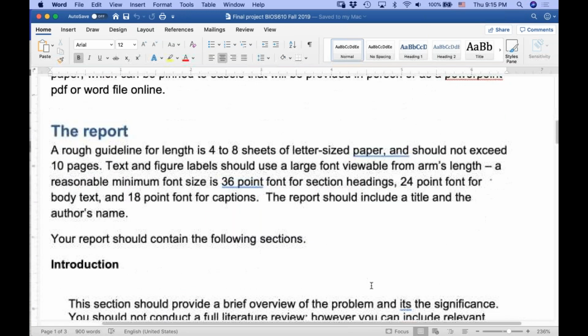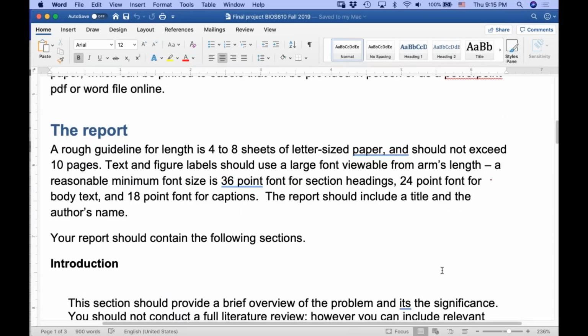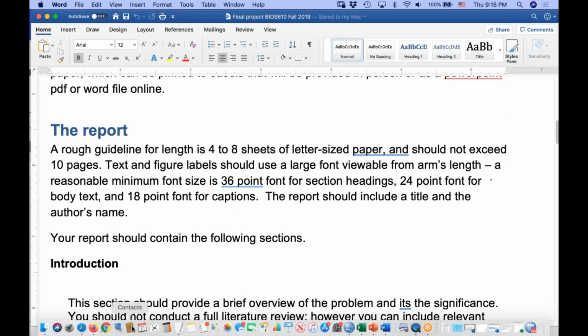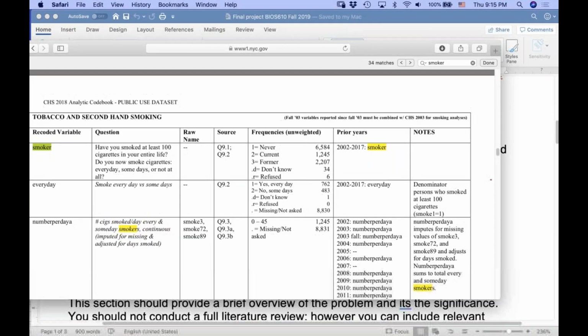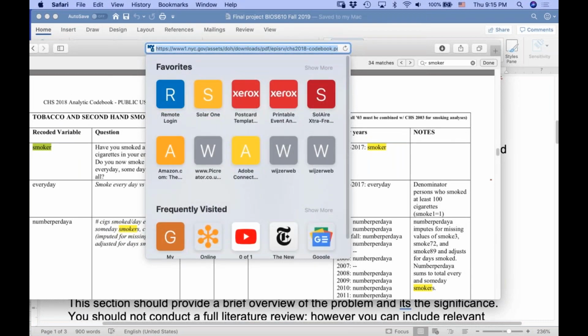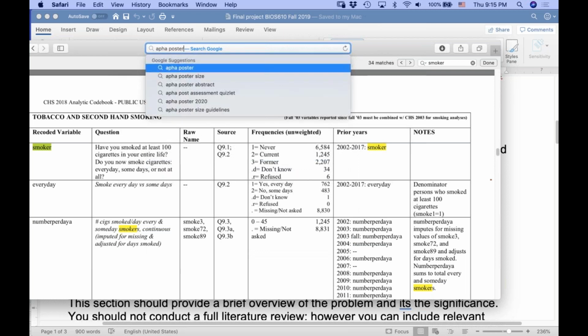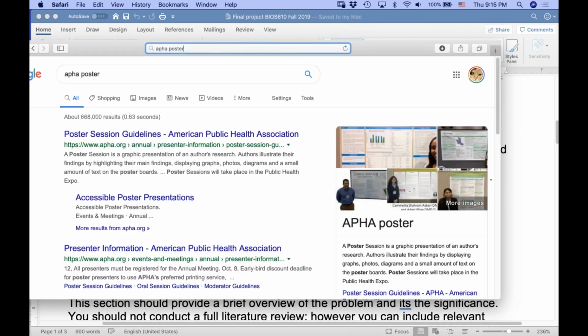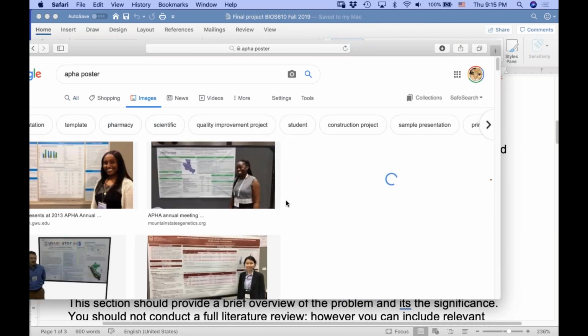How many of you here and online have been somewhere where they had a poster presentation? You go to a conference, they have posters. What does that look like? For you online, okay, what does that look like? APHA posters. Oh, here we go, right here. There's a whole bunch of pictures.